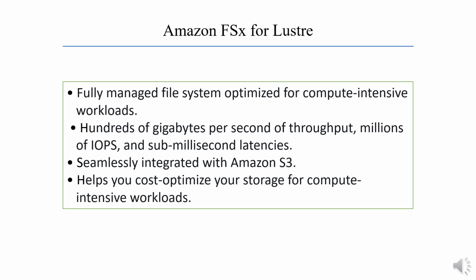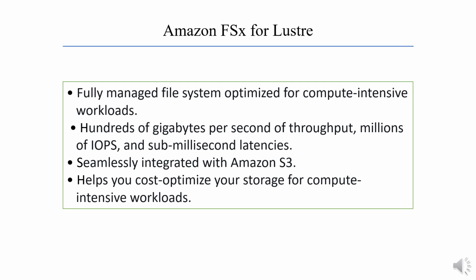performance parameters. With Amazon FSx, you can launch and run a Lustre file system that can process massive data sets at up to hundreds of gigabytes per second of throughput, millions of IOPS, and sub-millisecond latencies. Amazon FSx for Lustre is seamlessly integrated with Amazon S3, making it easy to link your long-term datasets with your high-performance file systems to run compute-intensive workloads.